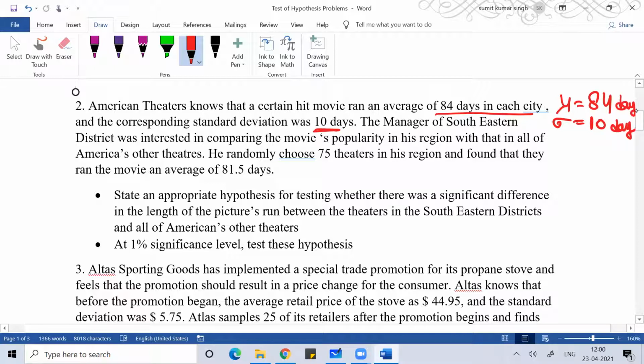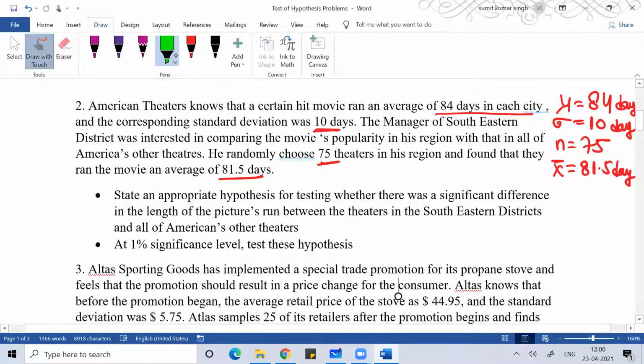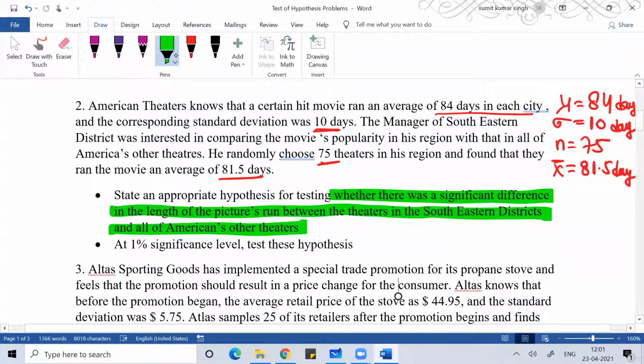The manager of the Southeastern District was interested in comparing the movie popularity in his region with that of America's other districts. So he randomly chose 75 theaters. So n is 75 here in his region, and found that they run an average of 81.5. So x bar is 81.5 days. State an appropriate hypothesis for testing whether there was a significant difference in the length of picture run between the theaters in the Southeastern District and all the other American districts.